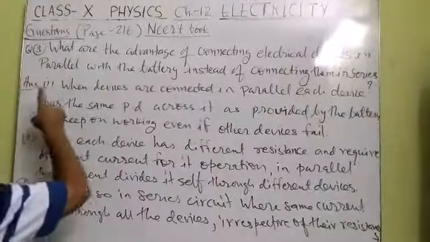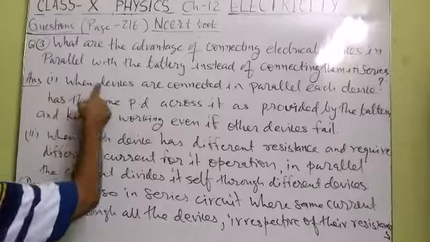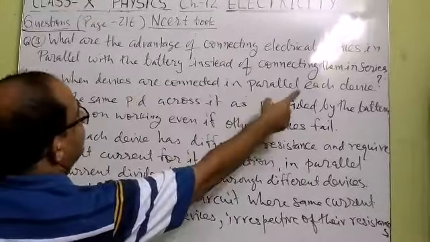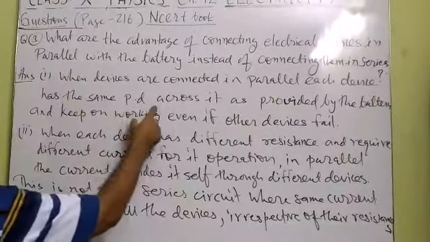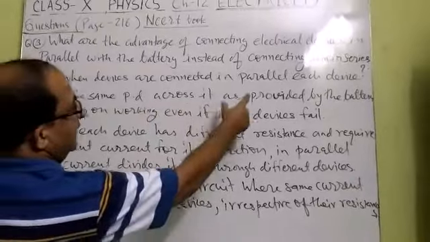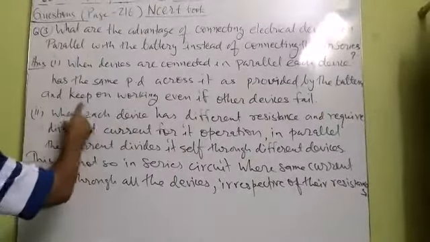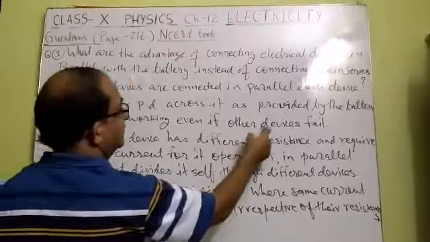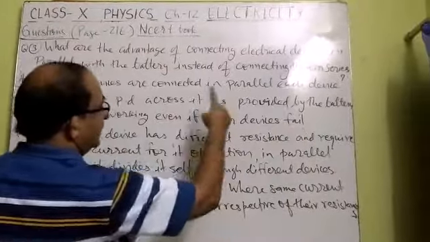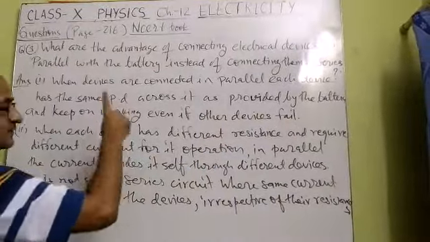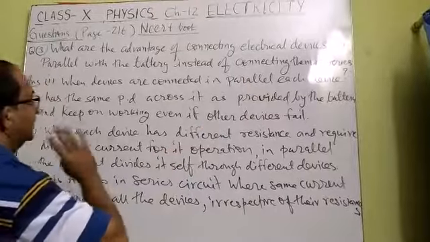What are the advantages of connecting electrical devices in parallel with the battery instead of connecting them in series? First part, when devices are connected in parallel, each device has the same potential difference across it as provided by the battery and keeps on working even if other devices fail. But when connected in series, if one fails, all the remaining devices will not work.